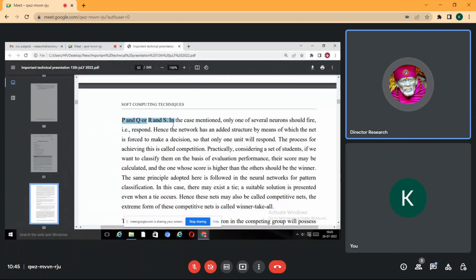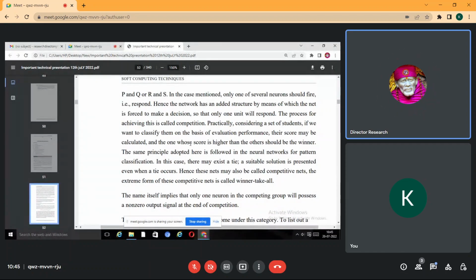In the case mentioned, only one of several neurons should respond. A structure is needed by means of which the net is forced to make the decision. Only one unit will respond. The process for achieving this is called competition.